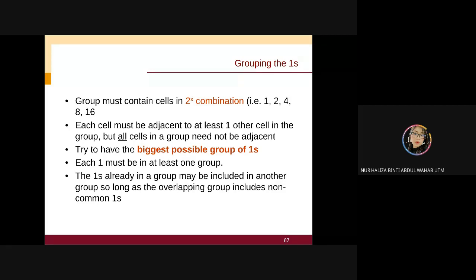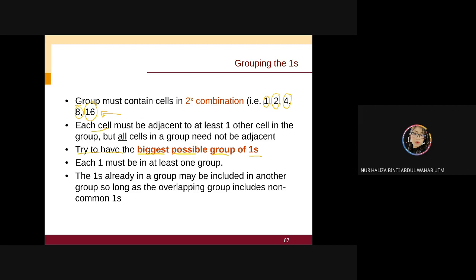And over here it is mentioned, you can have 2 to the power of X. X will be your input also. Now, the combination of cells, you can have the possibilities of 2 to the power of X, which is either 1, 2, 4, 8, or 16. I already showed you. And try to have the biggest possible group of 1s.